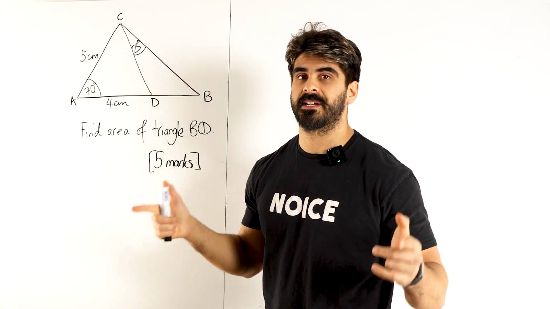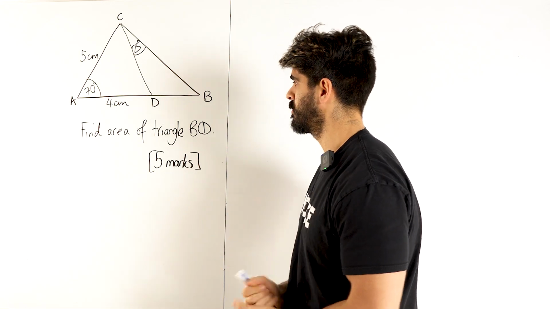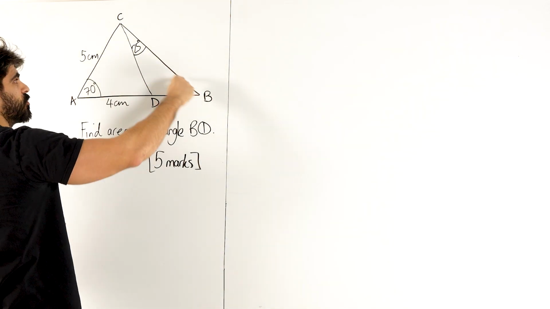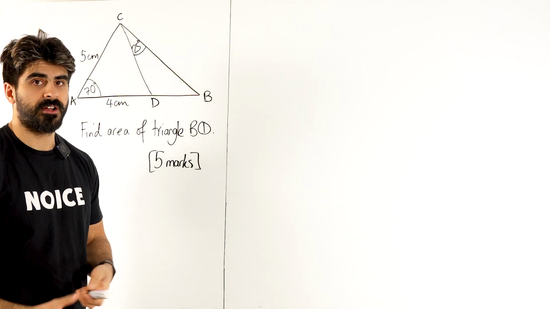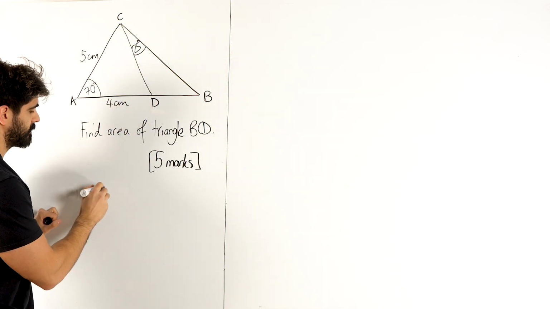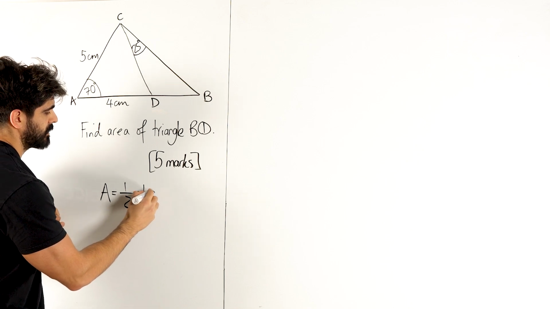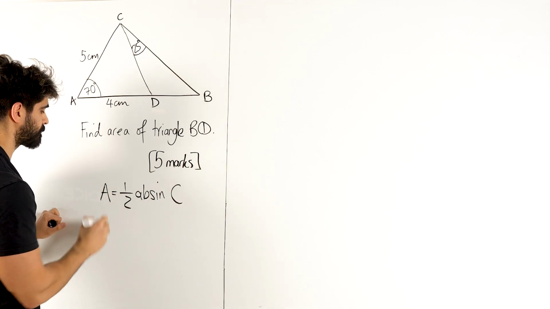Well, it's half AB sine C. So guys, you kind of work backwards here. The question is saying, work out the area of this triangle. It's not a right angled triangle, so the area is a half AB sine C.